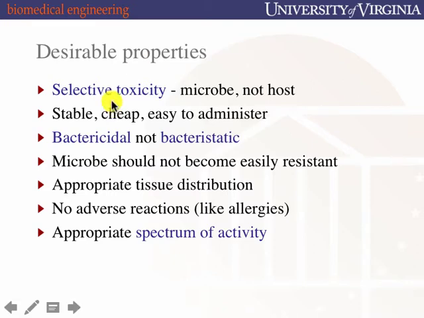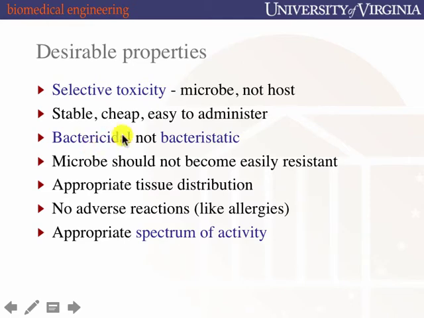All right, so the desirable properties, obviously we want selective toxicity. I'd like to kill the microbe, but not you if I'm giving you antibiotics, and I want them to be stable, cheap, easy to administer.